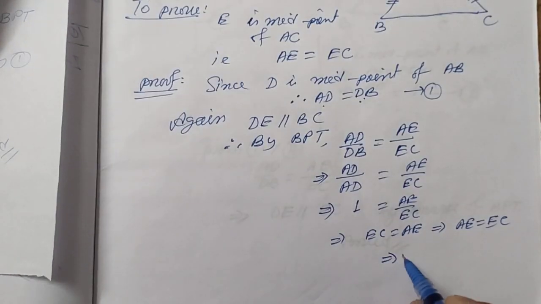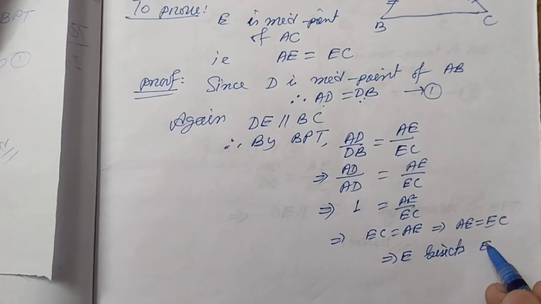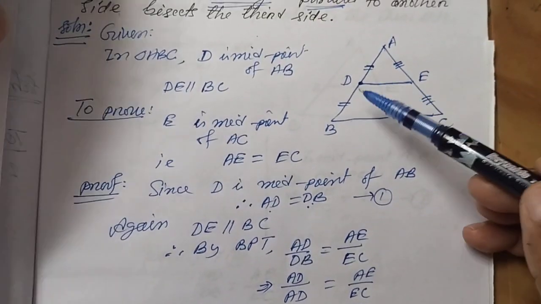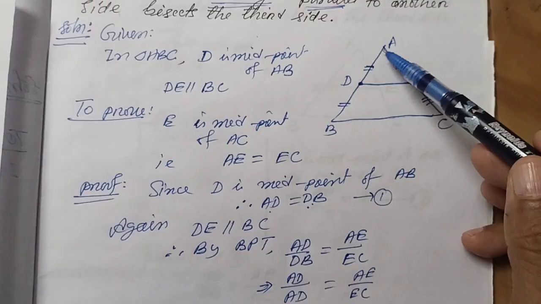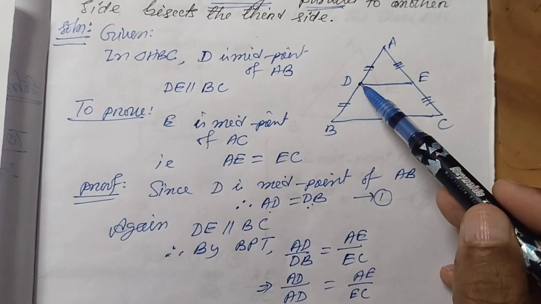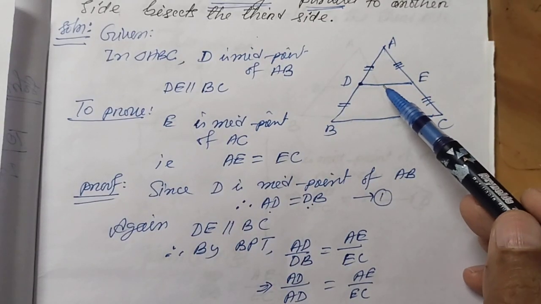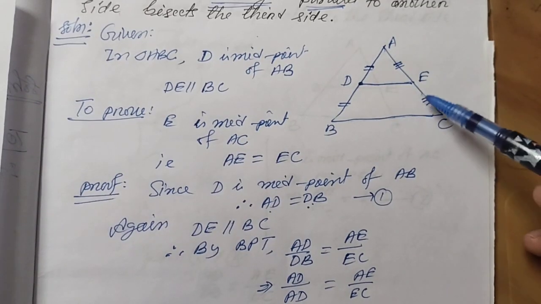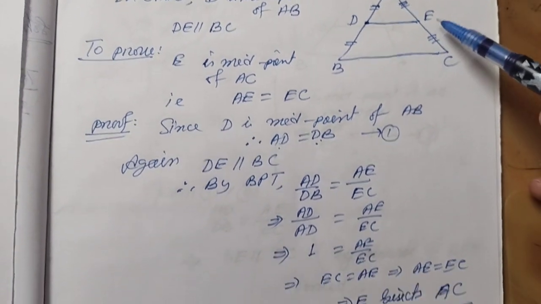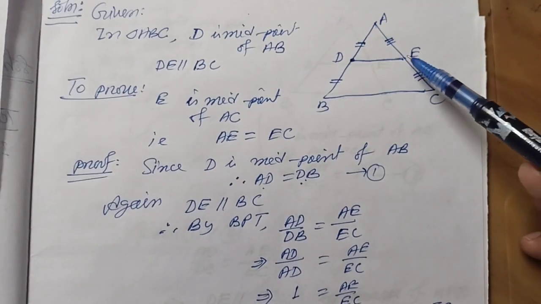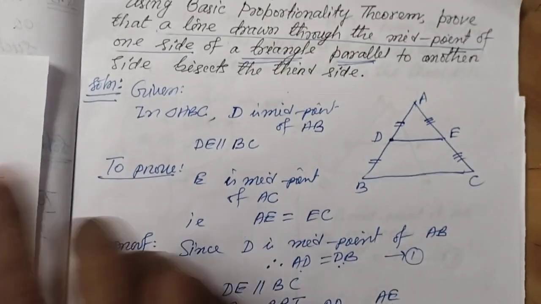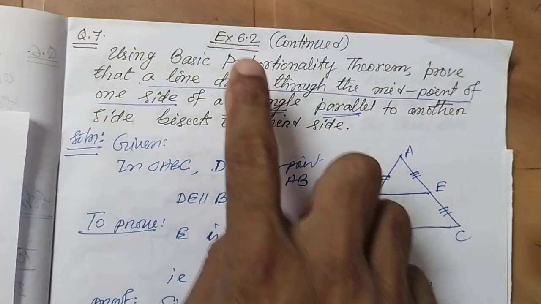This implies point E bisects side AC, and this is the complete proof. I am explaining once again: it was given D is midpoint of AB, so AD equal to DB, and also it is given that DE is parallel to BC. So we have applied the basic proportionality theorem, and we have finally proved that E is the midpoint of AC. That means AE equal to EC, that means point E bisects side AC, and that is the complete proof for this question number 7, from exercise 6.2.